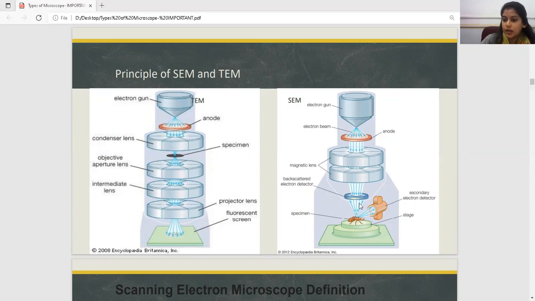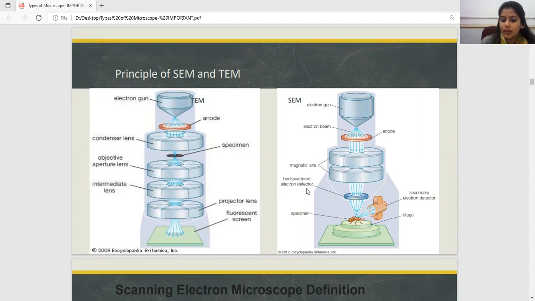As the electron hits the specimen, some electrons are repelled or triggered back, which are detected by the backscattered electron detector. And we have the secondary electrons. As soon as the electrons hit the specimen, a set of secondary electrons is produced, which in turn produces the magnified image. So here we are going to detect the secondary electrons as well.